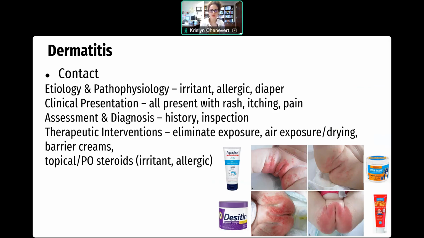And they're all going to display with a rash. Sorry, I forgot to mention that earlier. They're all going to display with a rash. It can be difficult to differentiate between irritant and allergic sometimes, and that's where the history comes in clutch. Itching can also be a pretty strong manifestation, and then those lesions can be very painful as well.